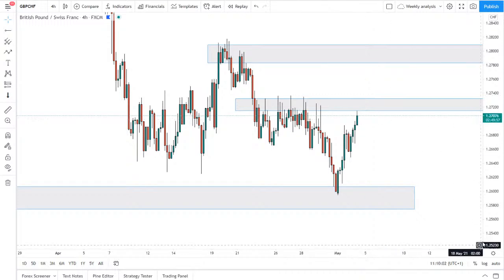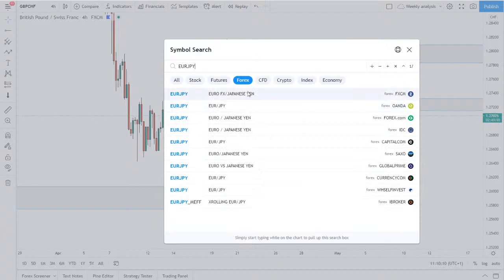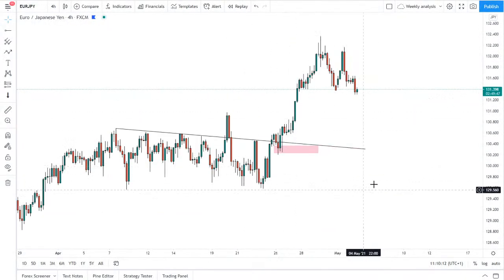Yeah, we'll take a look at Euro JPY. Okay, so for Euro JPY, if I just clear the chart, start fresh.